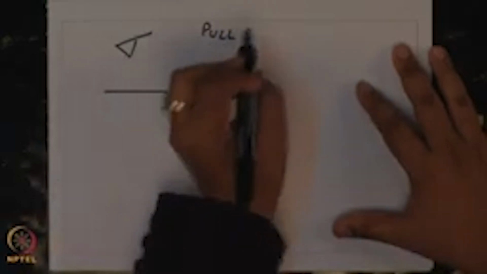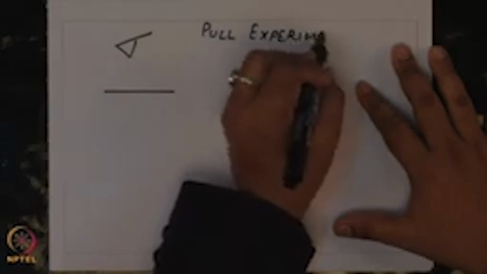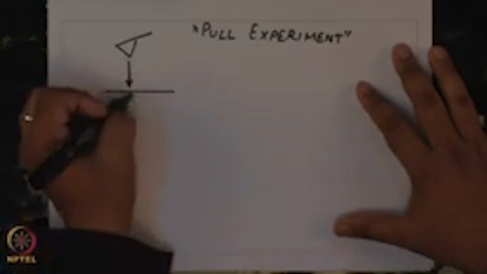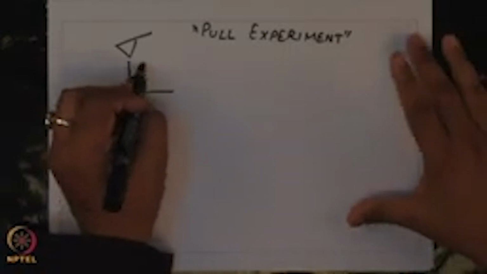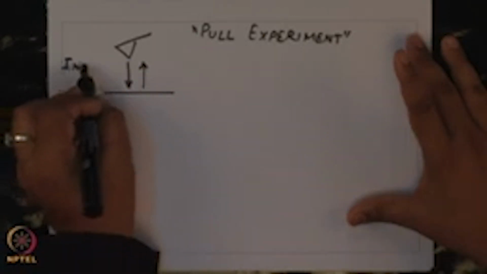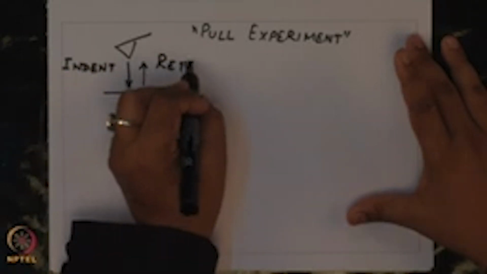So, I also mentioned what you do with the tip on a surface. Whatever the surface, you do one pull experiment. What is a pull experiment? The tip goes down and stops once it reaches a critical force, and then it comes up. So, this is your indent portion and this is your retract.